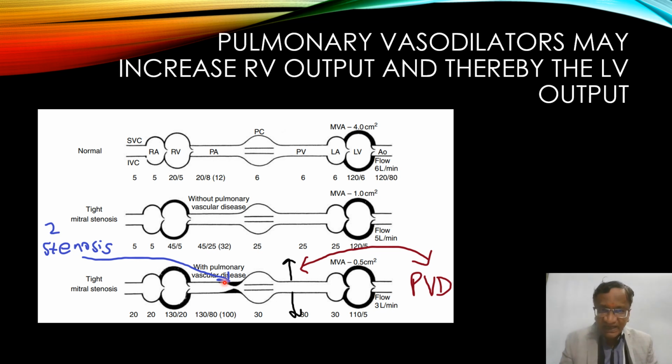Pulmonary vasodilators may increase RV output, thereby the LV output. So this causes an increase, meaning more from here to here. So it may cause LV output to increase.